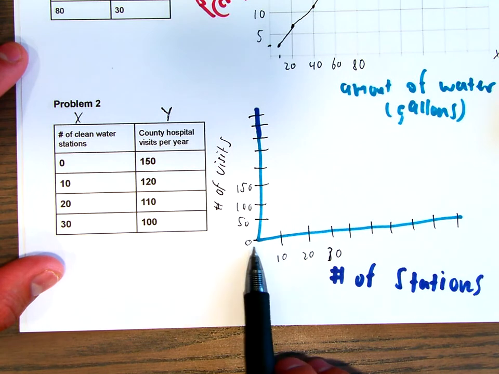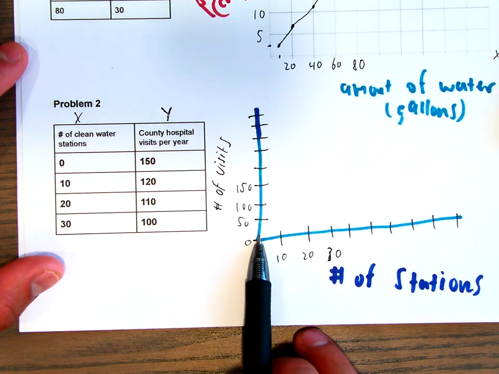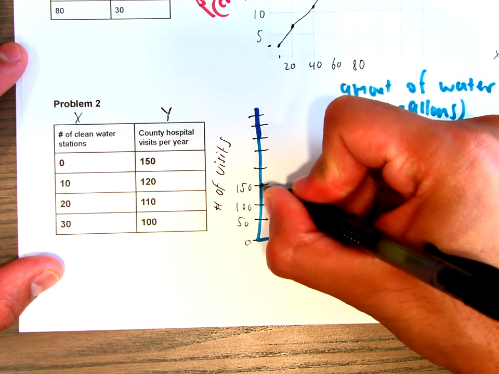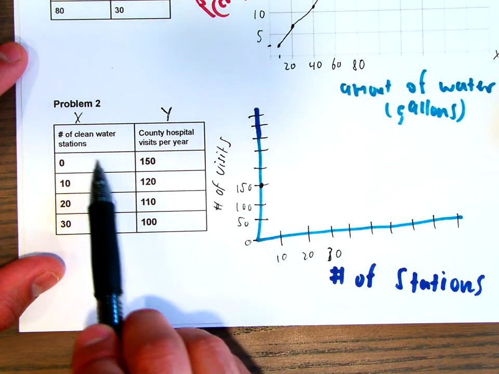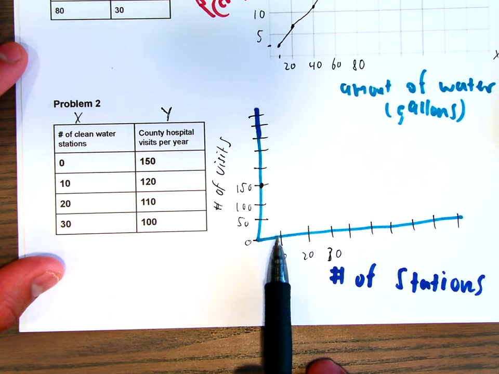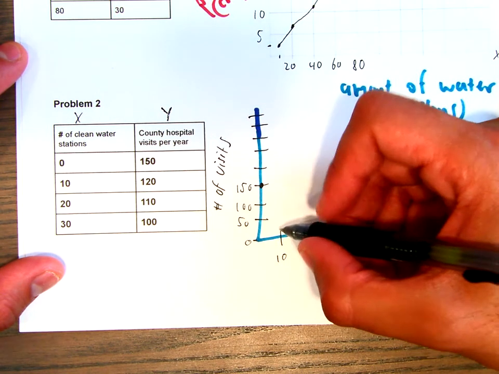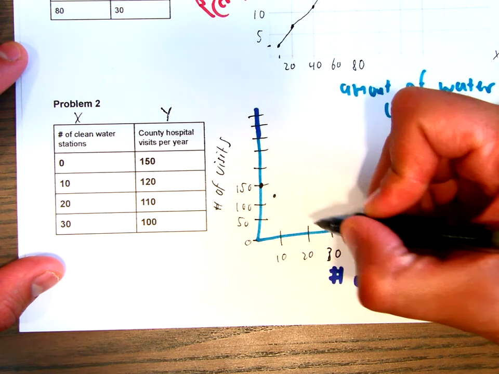So when I had 0 water stations, there were 150 cases per year. So I'm going to put a dot here. Because I went 0 and then up to 150, because that's my X, this is my Y. When I had 10, it went down a little to about 120. So 120 is going to be a little bit above 100, right?